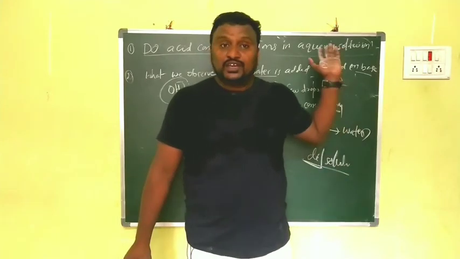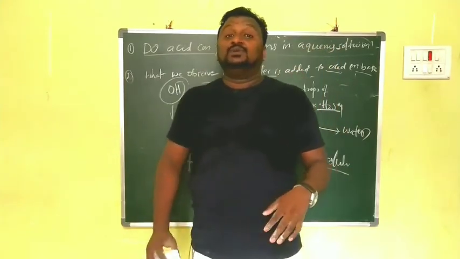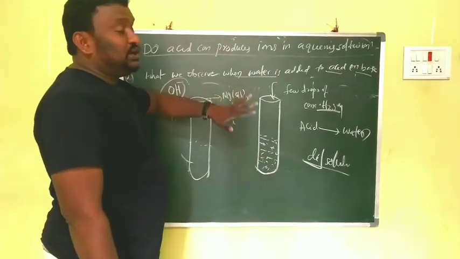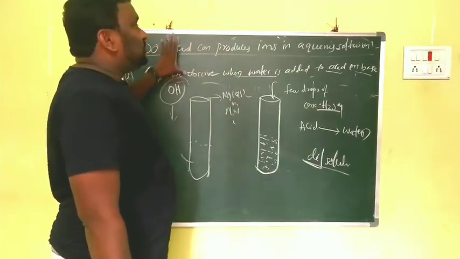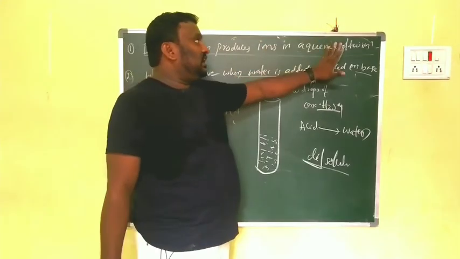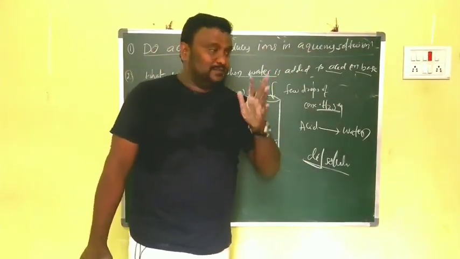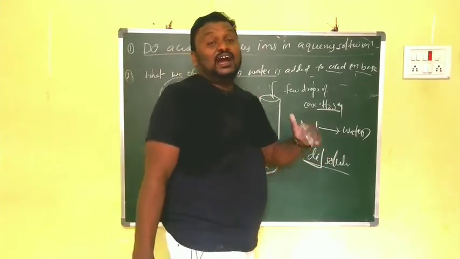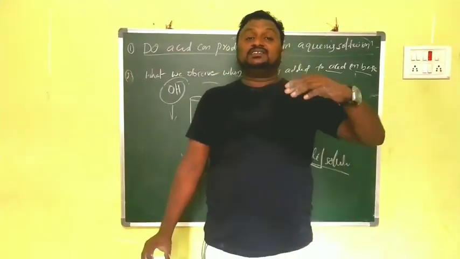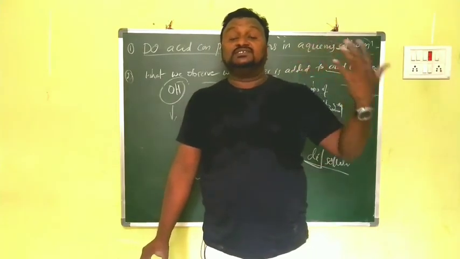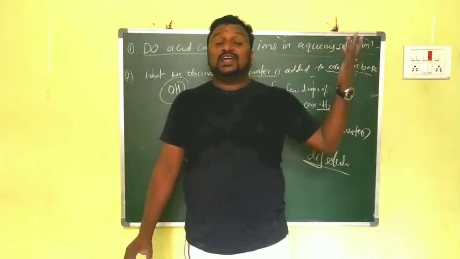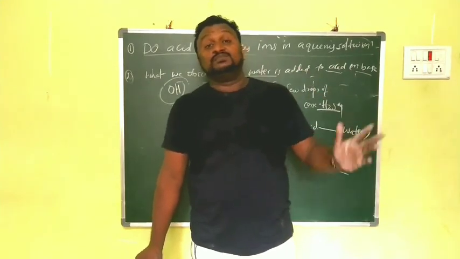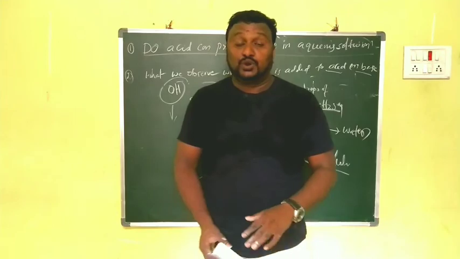So children, this is the topic for today. I hope you understand. Simply, I am going to the conclusion. From this day you have learned that acids can produce ions in aqueous solution only. Next, when acid or base is added to the water, their concentration is reduced and they become dilute. That means for acids, the H3O+ ion concentration is reduced, and for bases, the OH- ions are reduced. So I hope you understand.